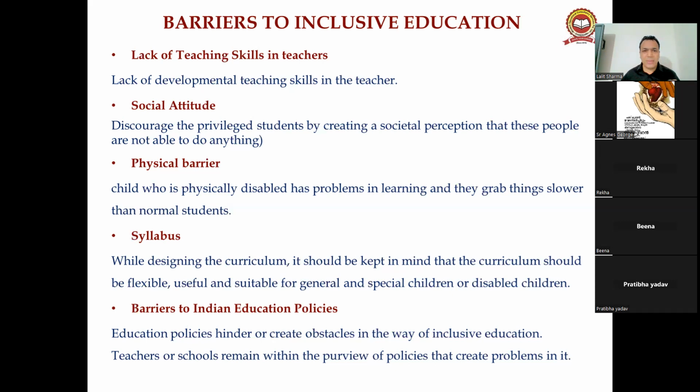Bottlenecks, problems, the question can come in any form. Next, social attitude. In our society we have developed such an attitude, and it is very harmful, guys. We all are equal. Even our maid and our peon, we have to give them respect. Social attitude discourages underprivileged students by creating a societal perception that these people are not able to do anything. We still have the perception that the daughter and son of a maid, a rickshaw puller or a peon cannot grow well and cannot get success in life. This is the social attitude we have in the mind, and we have to break such a harmful attitude.